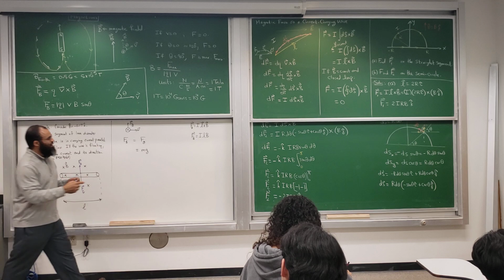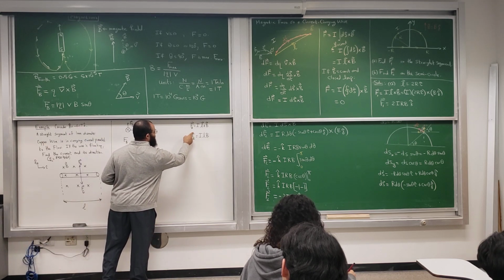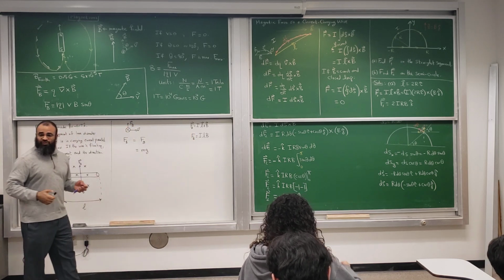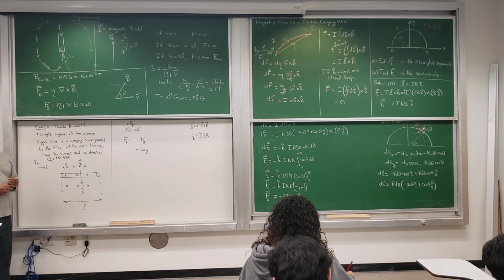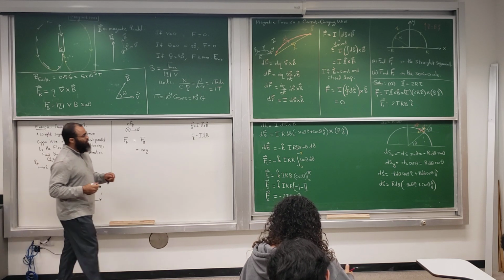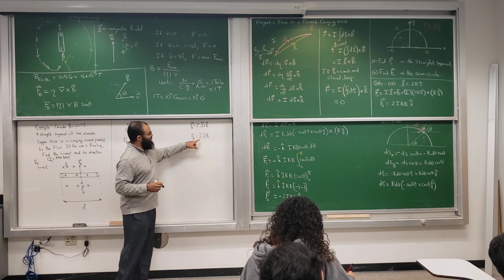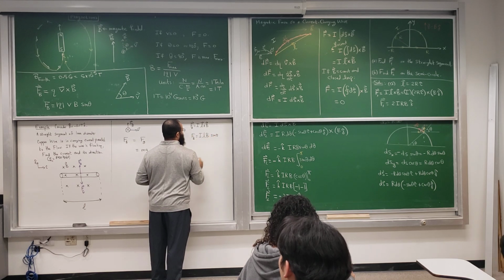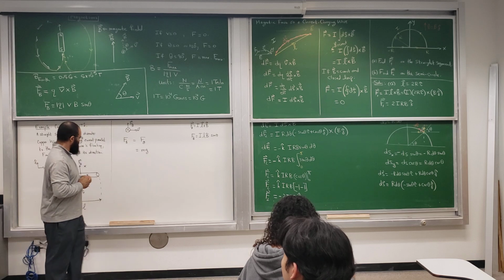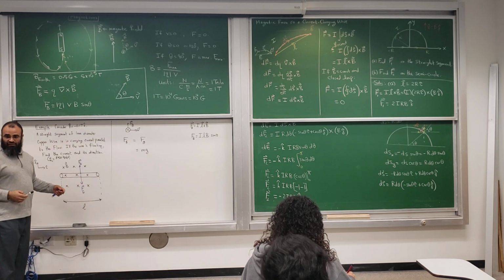That's the magnitude. Let me take the vector away. So it's just going to be ILB. Can you explain how it's just ILB? Yeah. If you have a cross product, it would be the magnitude times the sine, right? Yes. But what's the sine?